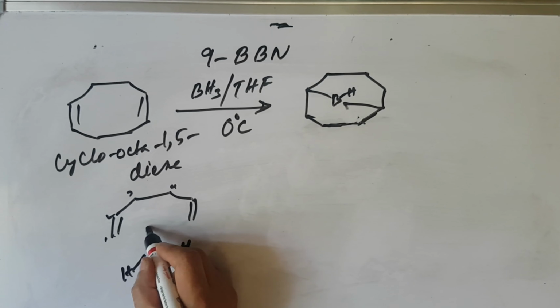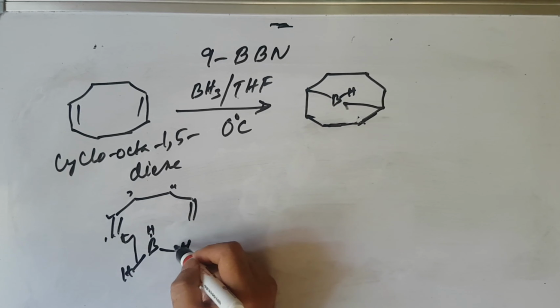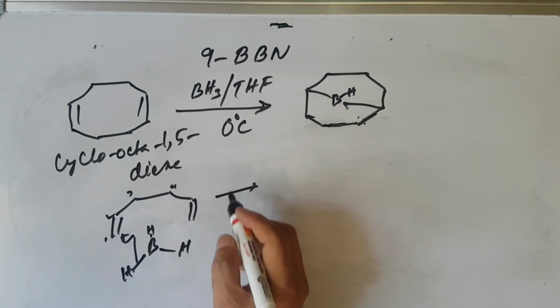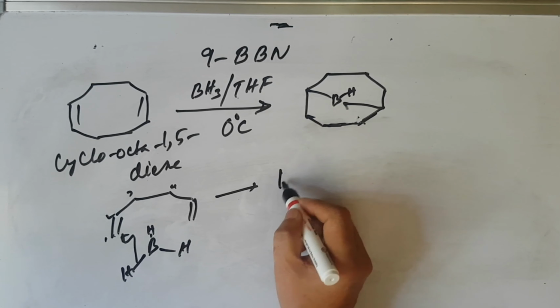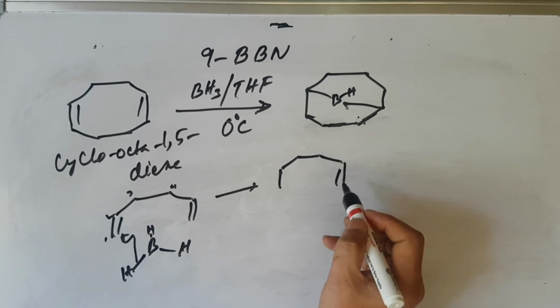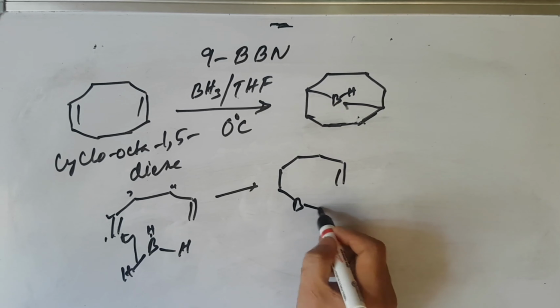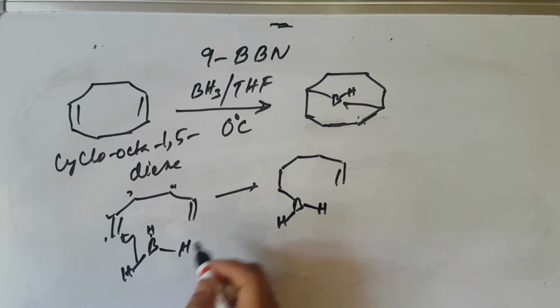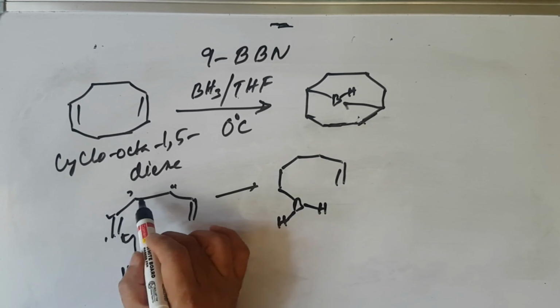Here is borane, hydrogen here, this BH3. So one can attack here, and another can attack here like this, two molecules. So the first step will be formation of this one, BH2. First will be BH2. This boron attacks here.